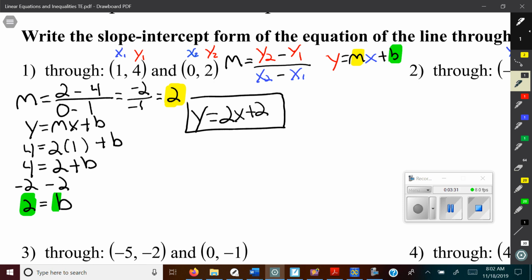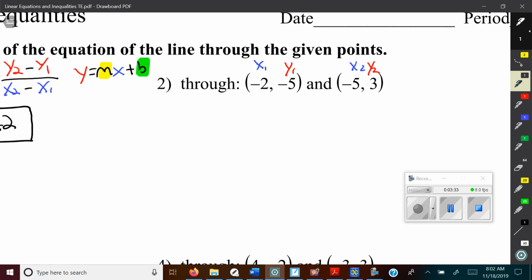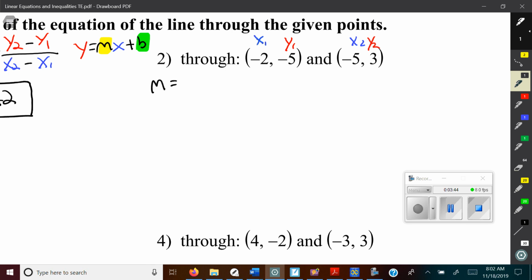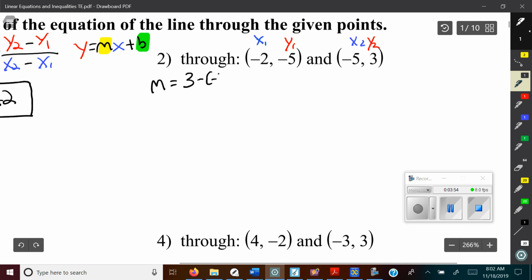Okay, so next up, we'll go ahead and do another one here. We'll use the same formula that we did before, y2 minus y1 over x2 minus x1 to find the slope. We're going to take the 3 and subtract it from negative 2. Oh, that's 3 minus negative 5.